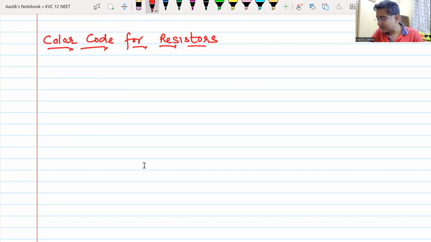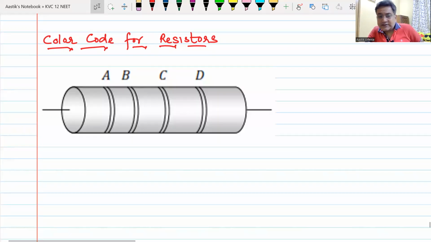4 bands of colors, 4 bands of different colors. Just normally like this, 4 bands of different colors. The first strip is called A, the second one B, third one C, and the fourth one D. Do we understand this? Yes, sir. This is how the color coding is given, and based on that color coding you can find out what is the resistance of the given resistor. Any idea how we are going to find it out?